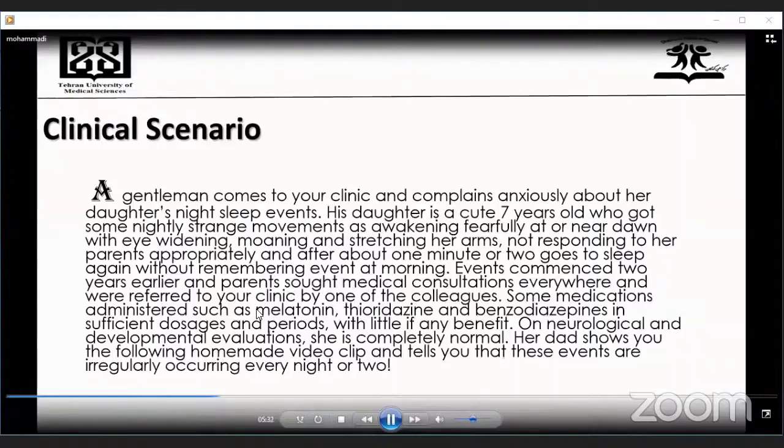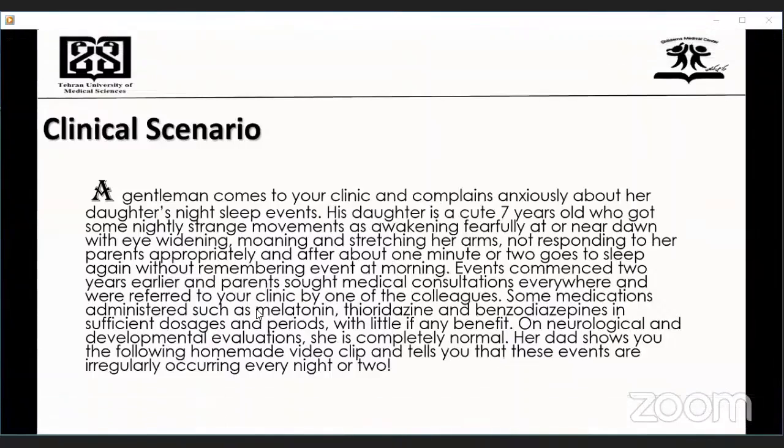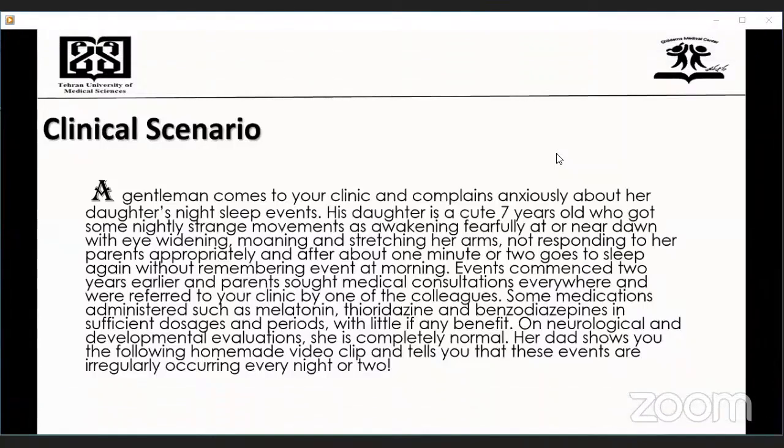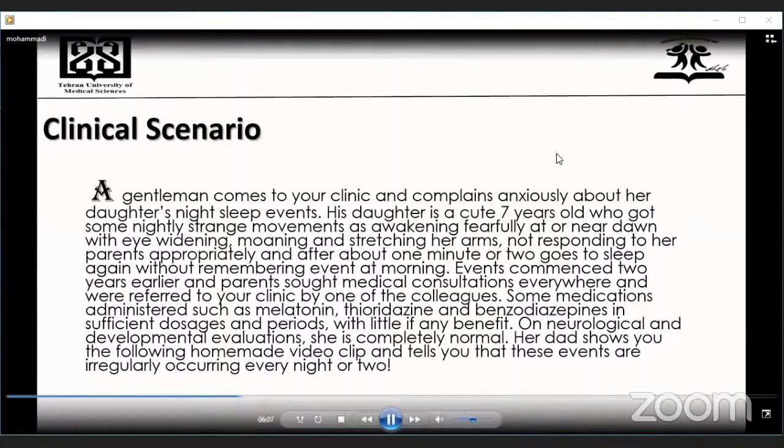Events commenced 2 years earlier, and the parents sought medical consultation everywhere and were referred to your clinic by one of the colleagues. Some medications were administered, such as melatonin, pyridoxine, and benzodiazepines, with insufficient dosage and period and little, if any, benefit. On neurological and developmental evaluation, she is completely normal. The father shows the following homemade video clip and tells you that these events occur irregularly, every night or two.